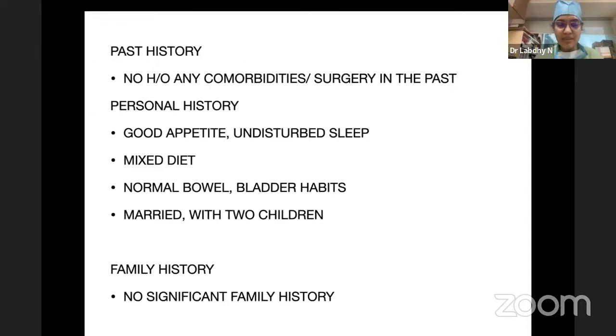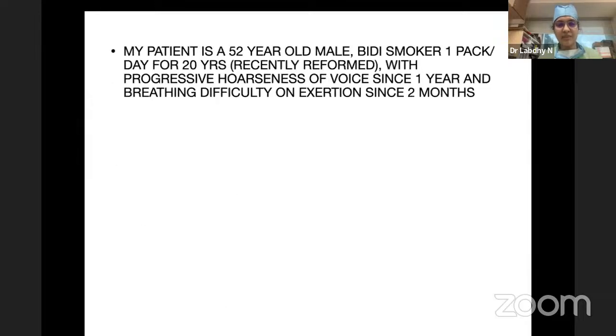Coming to the past history, there's no history of any comorbidities or surgeries in the past. In his personal history, the patient has a good appetite and undisturbed sleep. He consumes a mixed diet and has normal bowel and bladder habits. The patient is married with 2 children. The family history was not significant.